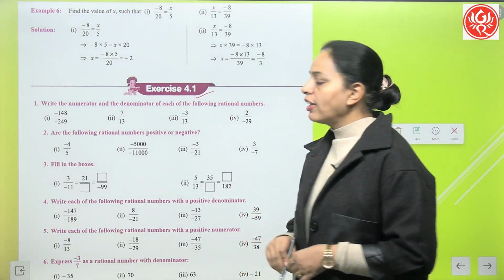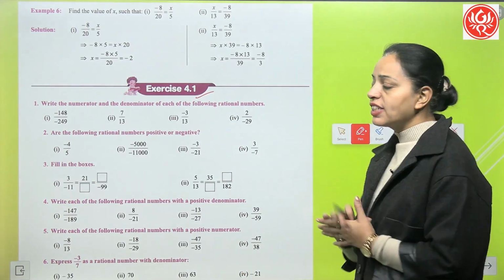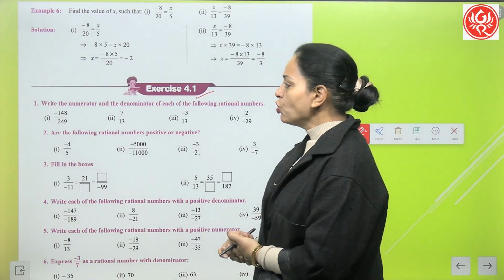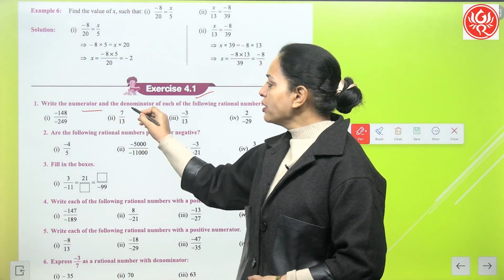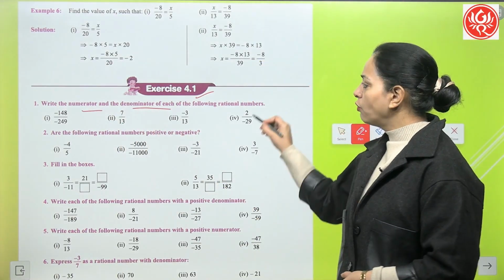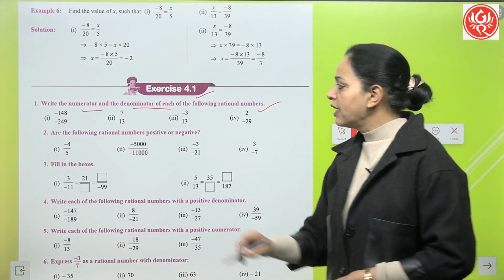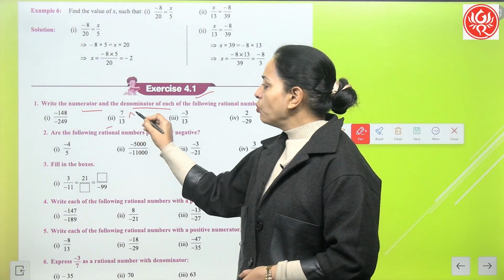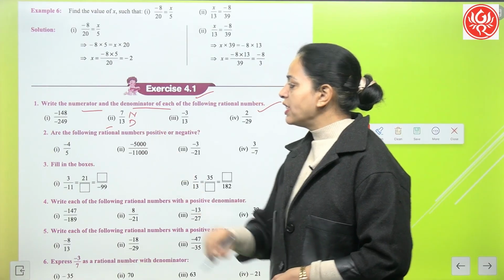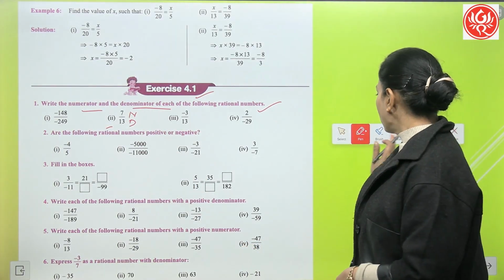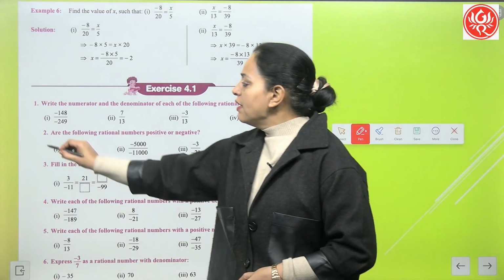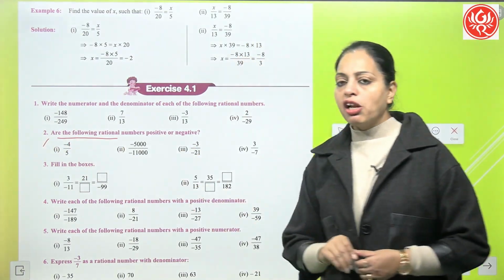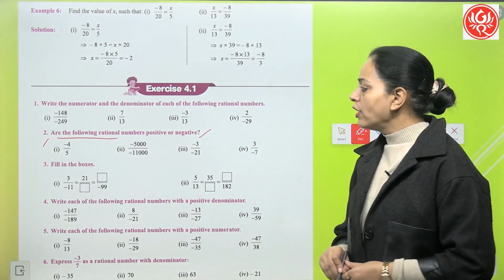Now come to exercise 4.1 based on such type of examples. See question number 1. Write the numerator and the denominator of each of the following rational numbers. Like here second part, numerator is 7 and denominator is 13. So you can try remaining parts, very simple.